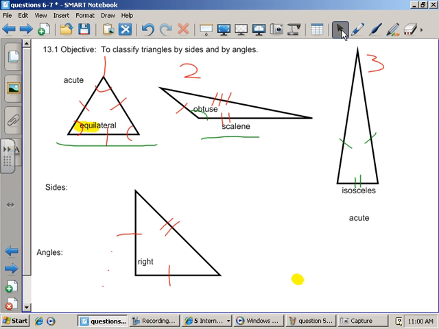Now, not every time will this work out. An isosceles won't always be acute. An obtuse won't always be scalene. And a right won't always be isosceles. They will be different. Let's keep that in mind. The only one that will stay the same every time is an equilateral will always be acute. So let's practice some together. Let's see how we do.